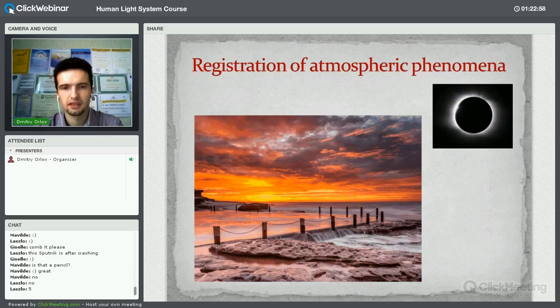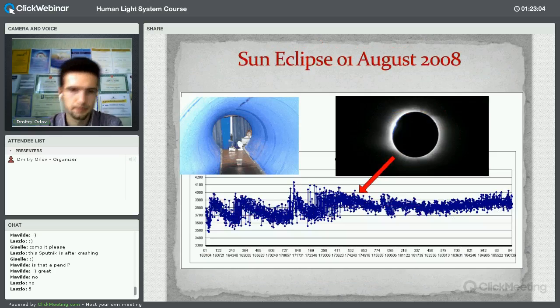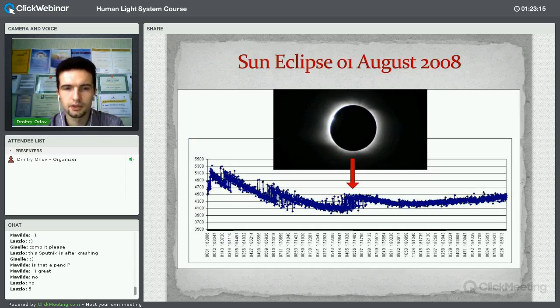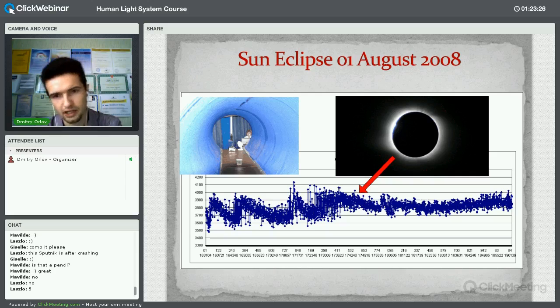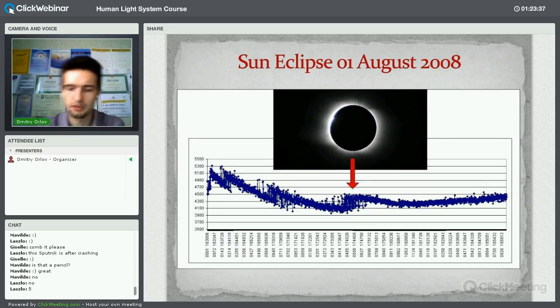Then there were experiments with atmospheric phenomena. One of them is the solar eclipse in Siberia in 2008, and old devices were used at that time, with the regular antennas, not the Sputnik ones. But even those devices were able to register that before the solar eclipse the parameters are different, and you see those oscillations before and almost no oscillations of the parameters after.